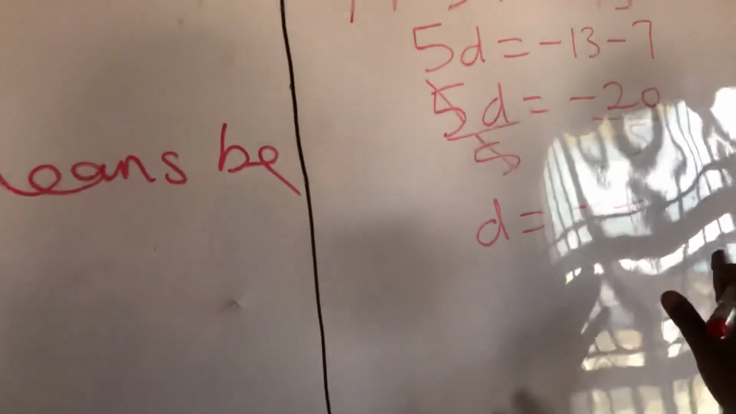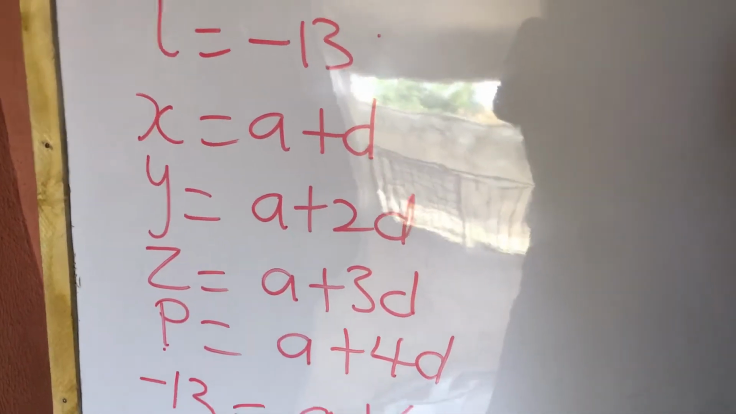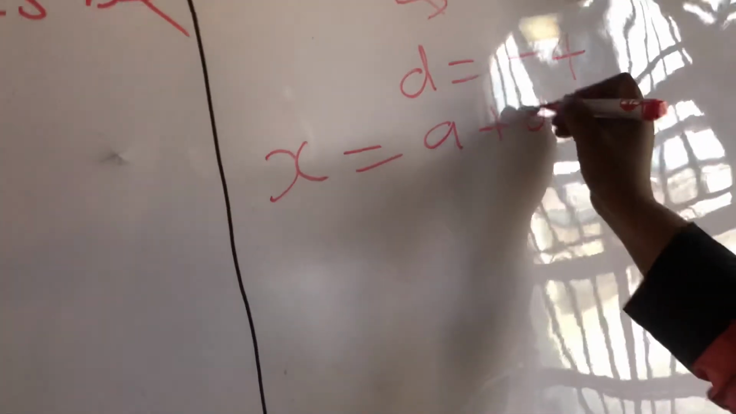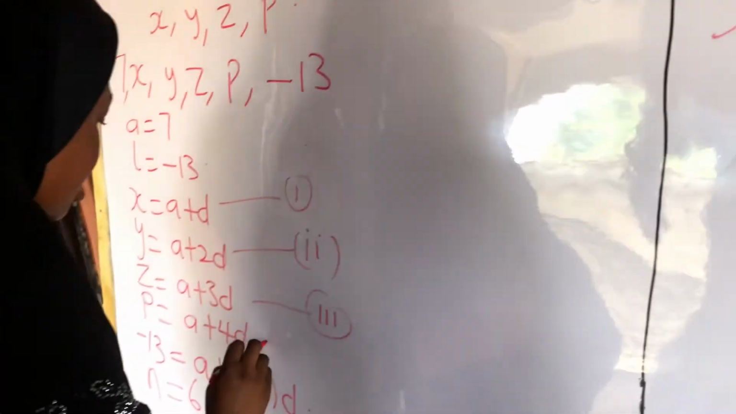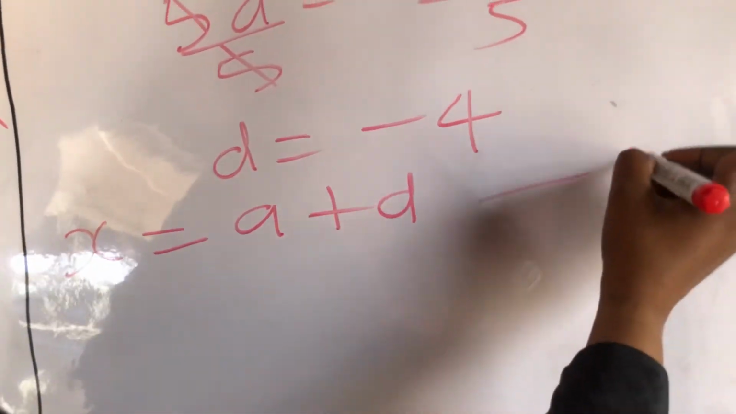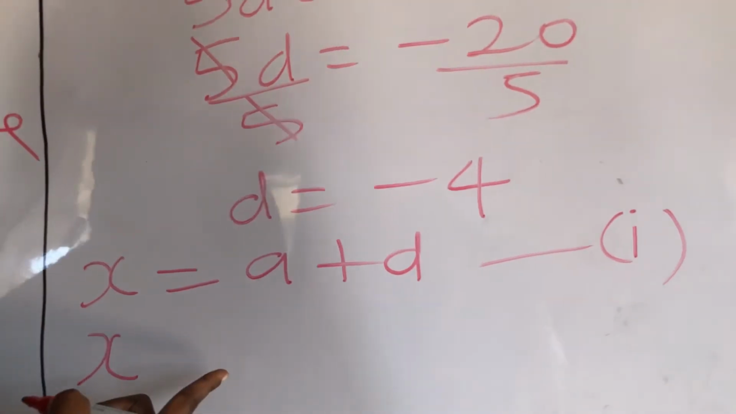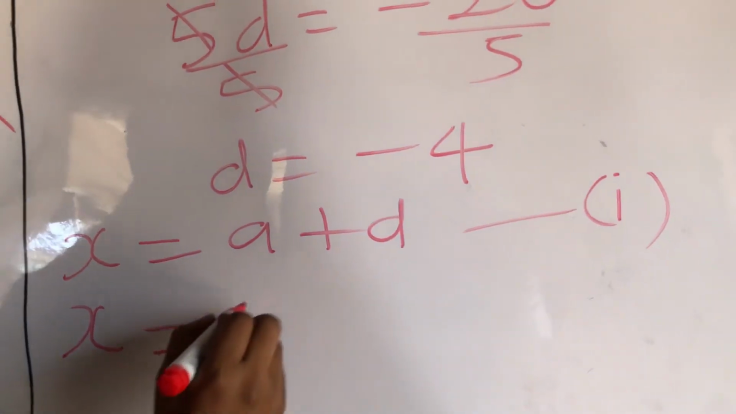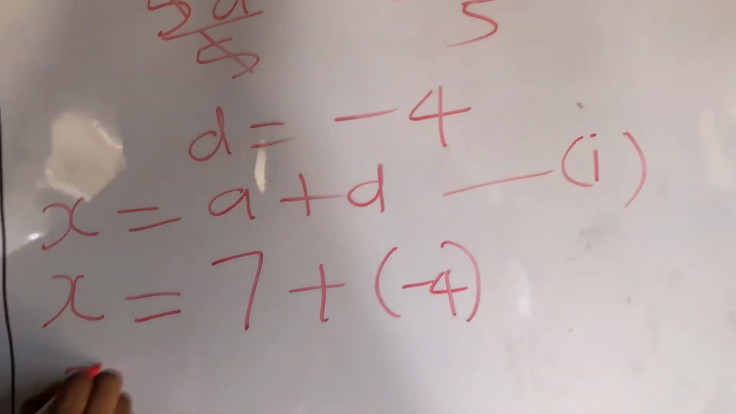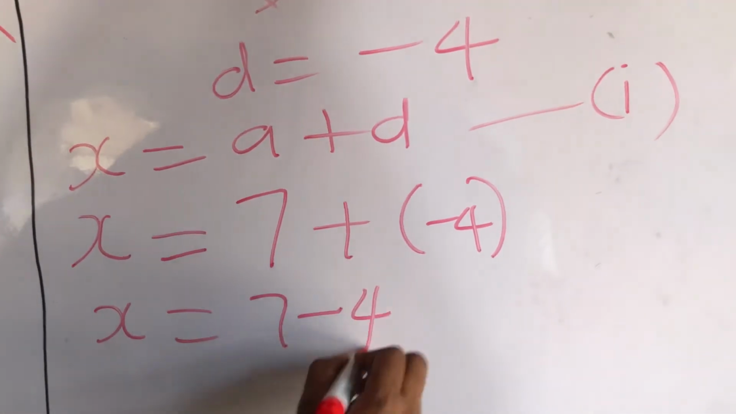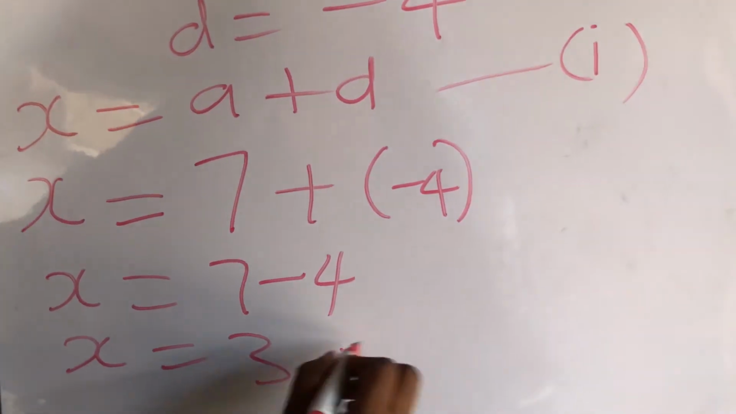Now, since we have known the value of d, we can easily know the value of x. So x is equal to a plus d. If you like, you can label it. Make this one equation 1, this one equation 2, this one equation 3, and this one equation 4. So from equation 1, x is equal to a plus d. Now let's substitute the value of a and d. a is equal to 7 and d is equal to minus 4. So x is equal to 7 minus 4. x is equal to 3. So we have known the value of x.